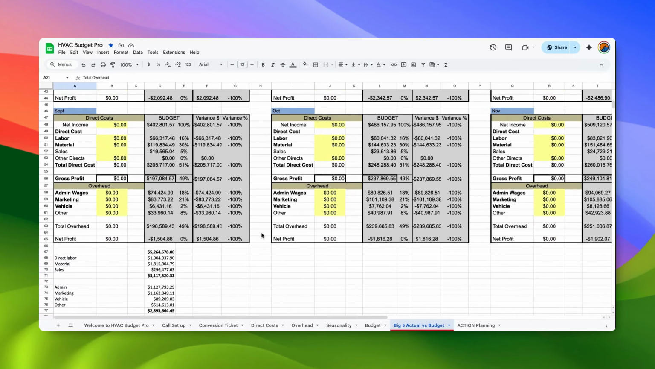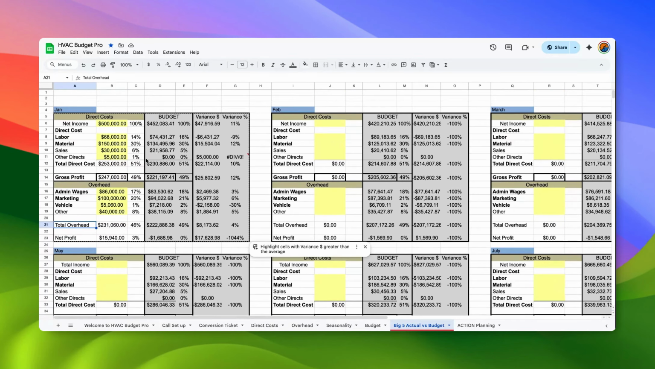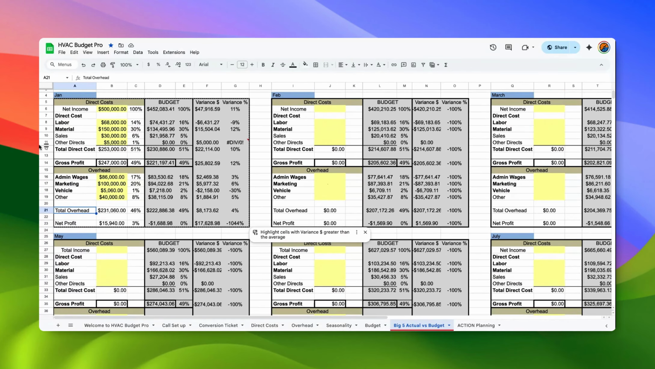Feel free to add notes and data, but be careful with the cell structures. If something breaks, don't worry, we can fix it. Just keep in mind, this is the big five versus actual template. Use this tool strategically and consistently. It can turn your data into something highly effective and strategic.